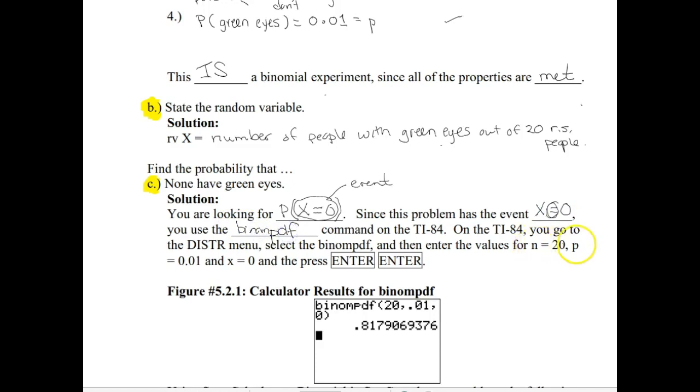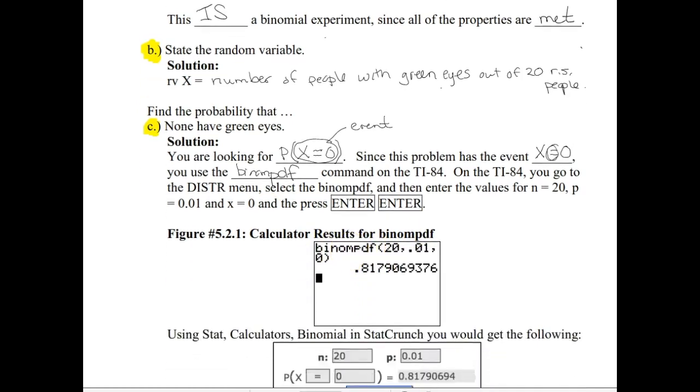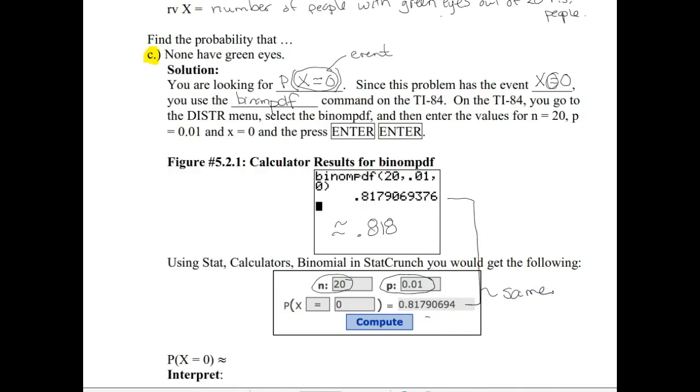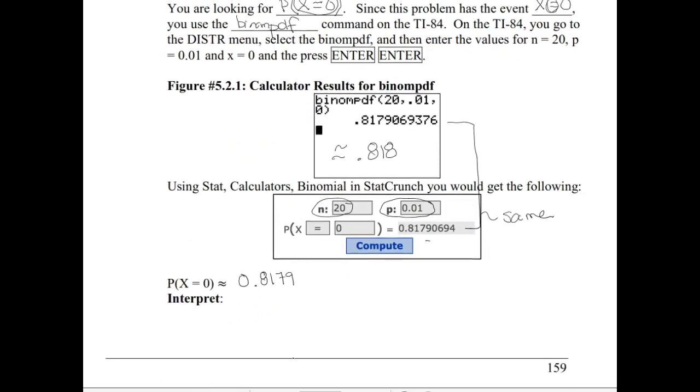Okay, so on the TI-84, you would go to the distribution menu and select binom PDF, and then you would enter the values 20, 0.01, and 0. Again, using the technology box on the previous page and which operating system you have. Okay, but no matter which operating system you have, the results that you get in the end look the same. So in this case, we could round this to about 0.818. So the probability that x is exactly 0 is about 0.8179. Right, so what does that mean in the context of this problem?